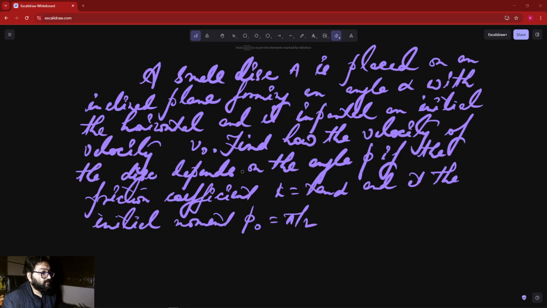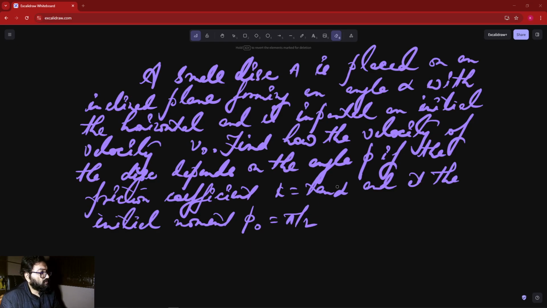I have a small disk A, which is placed on an inclined plane, which forms an angle of alpha with the horizontal, and it is imparted an initial velocity v0. Find how the velocity of the disk depends on the angle phi if the frictional coefficient k is equal to tan of alpha, and at the initial moment the phi naught was equal to pi by 2.